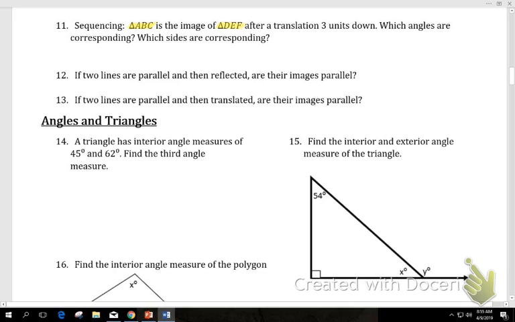All right, what does that mean? It means that the triangle has not changed shape or size. That's the only thing that is important about stating that it is a translation, okay, is that the image has not changed shape or size, okay? The 3 units down part, that's like a distraction, okay? That part doesn't matter. So which angles then are corresponding?